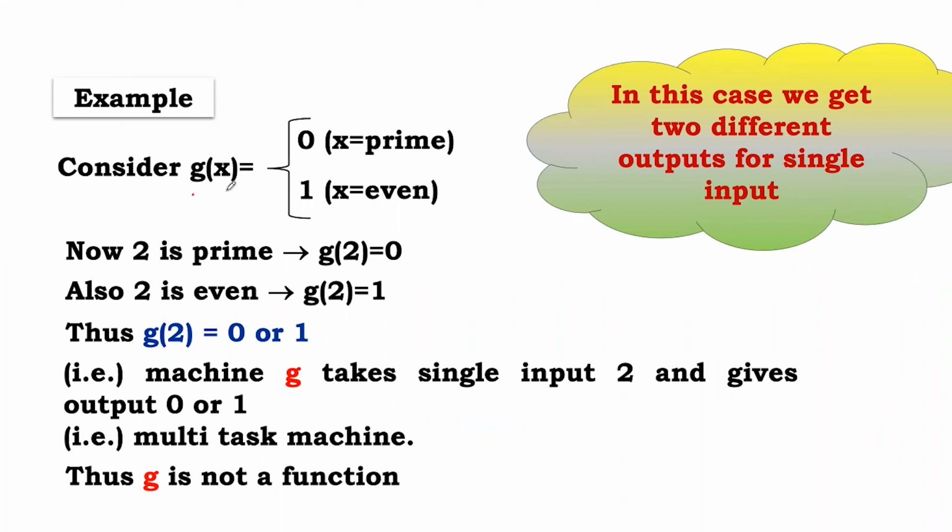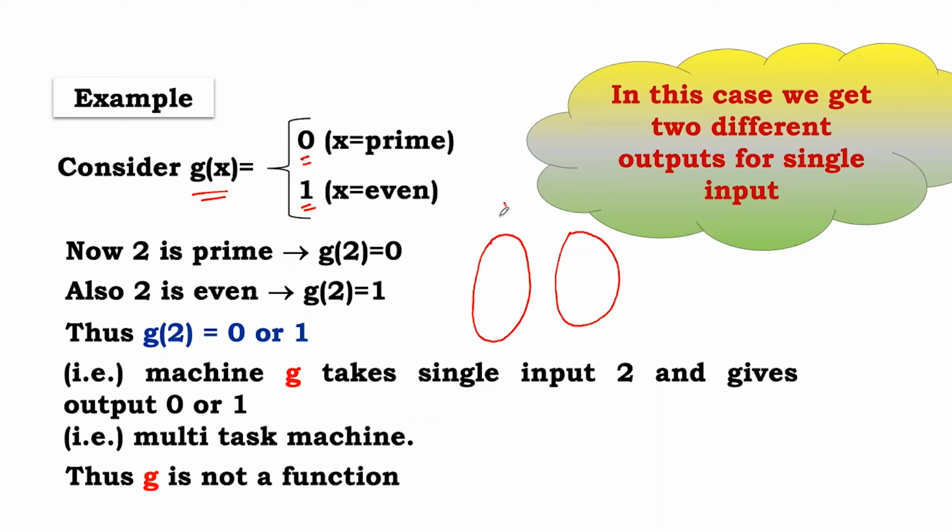Okay, let's consider g(x) as a function that gives you 0 when x is a prime number like 2, 3, 5, 7, 11, and so on, right? g(x) is a function that when x is even, then we get 1, right? So is this a function or not? Is it a single tasking machine or a multitasking machine?